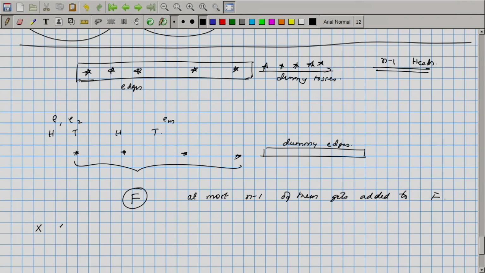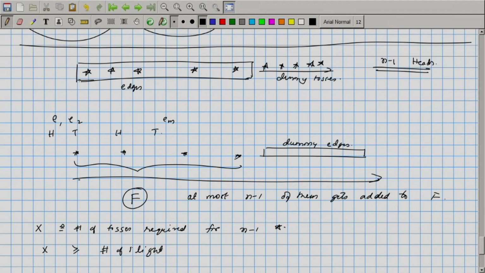So, let us say x is a random variable denoting the number of tosses required for n minus 1 stars. If we do it on this particular sequence, by the time we get n minus 1 stars, we would have surely added all the edges to F. These coin tosses, if they had resulted in a particular F, all those edges would have been added. So, in particular, all the light edges would have been accounted for. So, the random variable x, we can say it is greater than the number of F light edges.